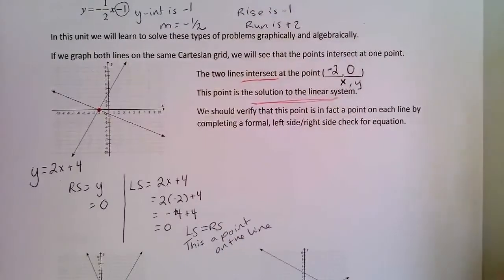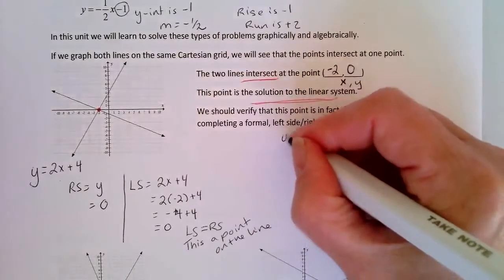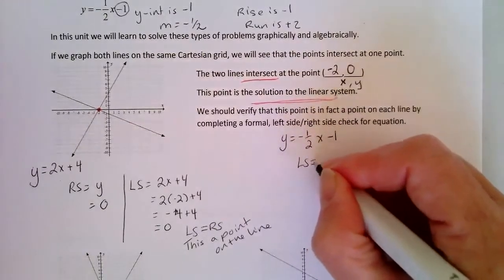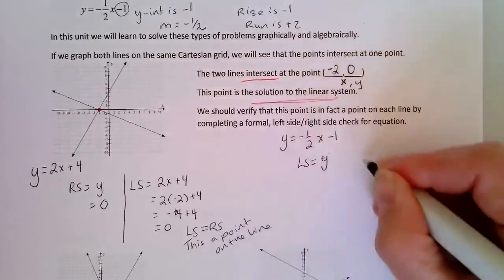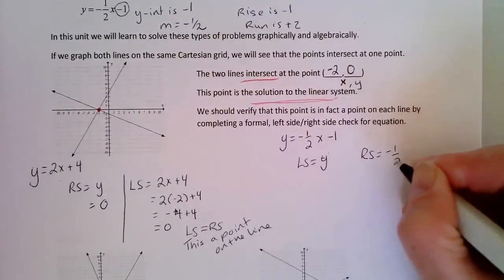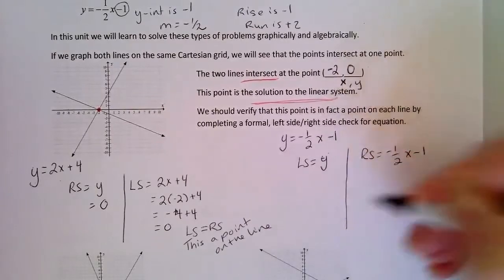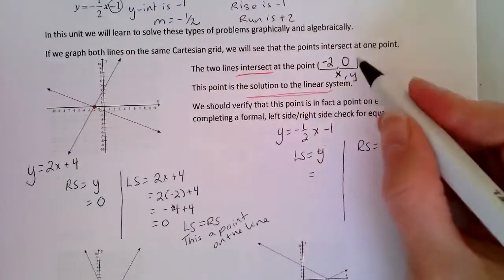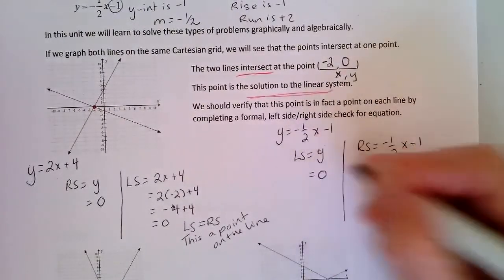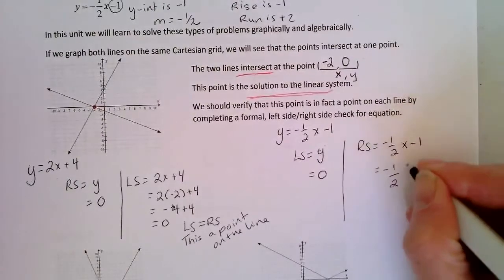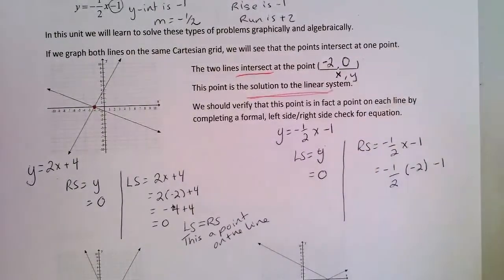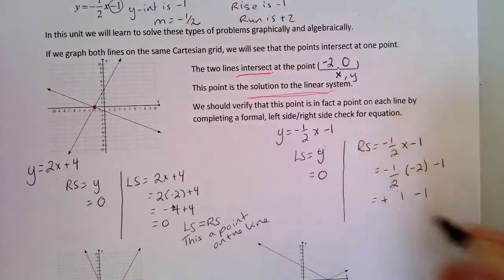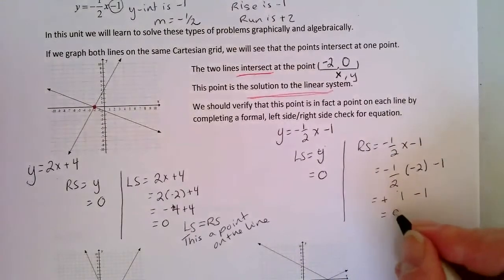We need to repeat the process for the second line. Our second line was y equals -1/2 x minus 1. So again, we separate. The left side is y, and the right side is -1/2 x minus 1. I keep the left side and the right side completely separate. The left side is equal to y, which is 0. And on the right side, we replace the x with -2. So -1/2 times -2 becomes +1. Then you add it to -1 to get 0.